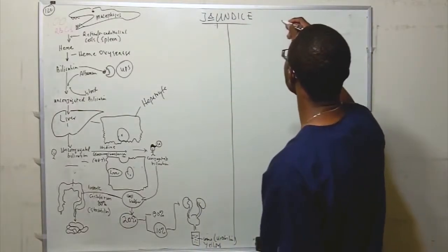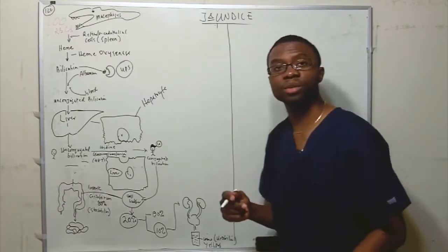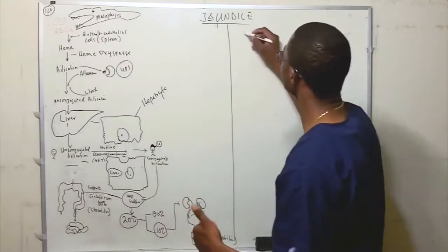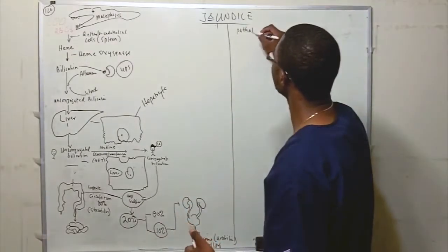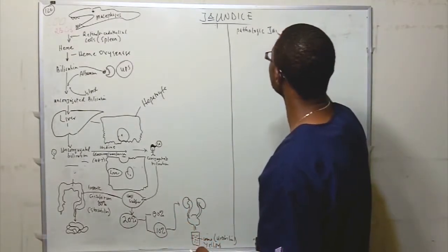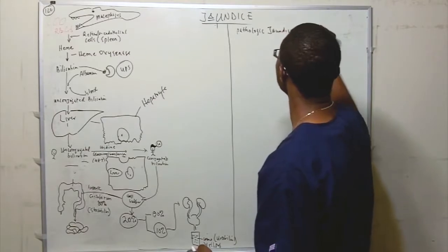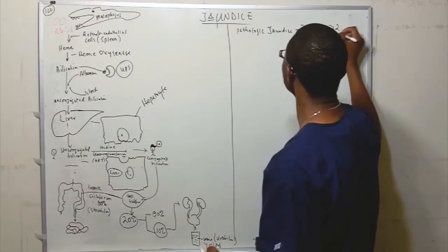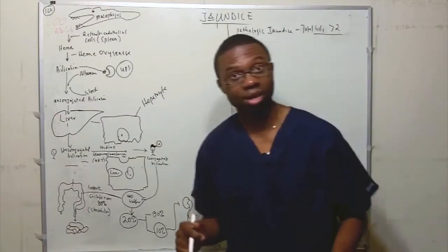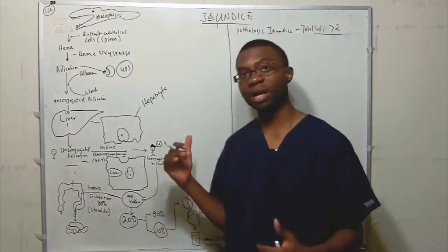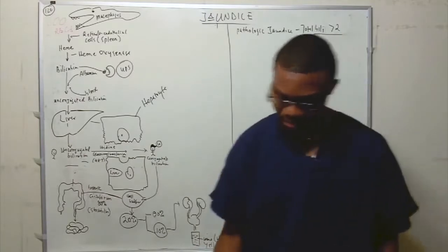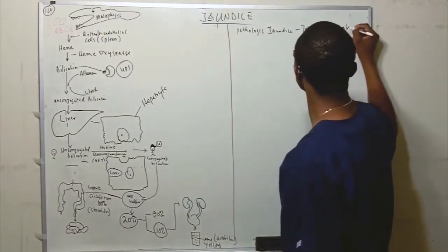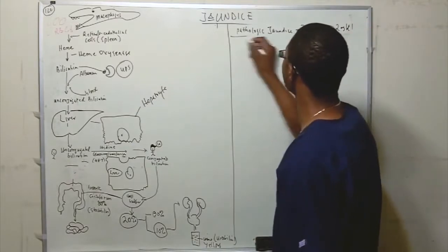So, jaundice. Your goal is to be able to know if it's pathological. If it's pathologic, jaundice is usually when the total bilirubin is greater than 2. That's a lot. We normally have bilirubin, but when it's greater than 2, it becomes a problem. So you want to know that. Milligram per deciliter is just the unit.